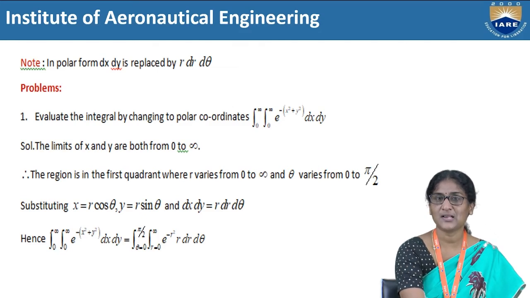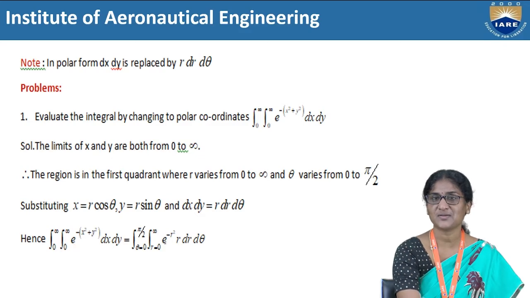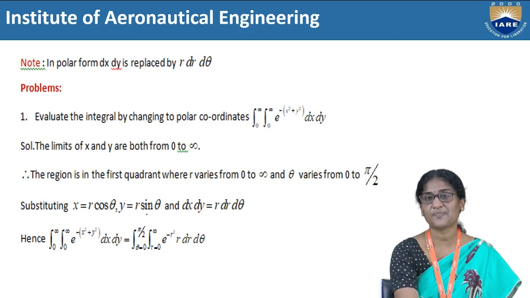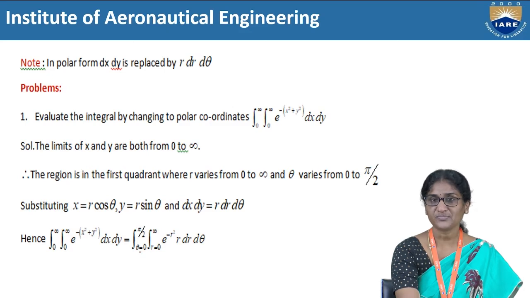The limits I'll tell you how to change, and before that, how the function changes. It's nothing but e to the power of minus r², because x² plus y² is equal to r² cos² θ plus r² sin² θ, which is equal to r². So we get e power minus r² into r dr dθ. r raises from 0 to infinity and θ raises from 0 to π/2.